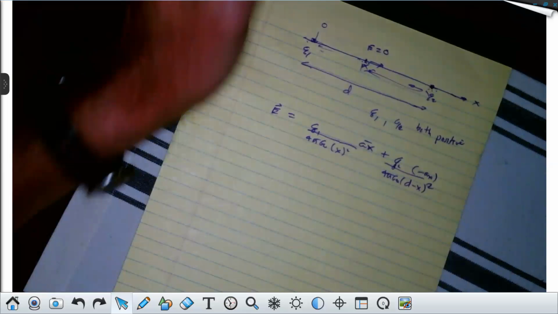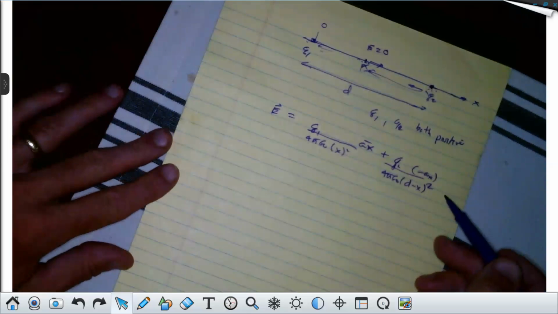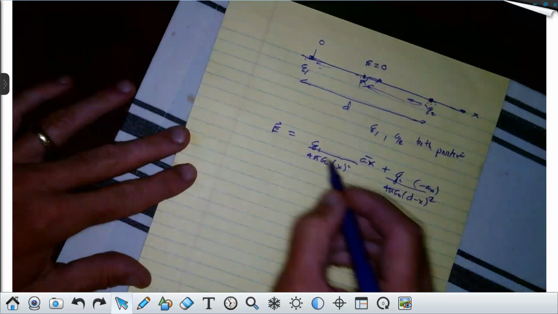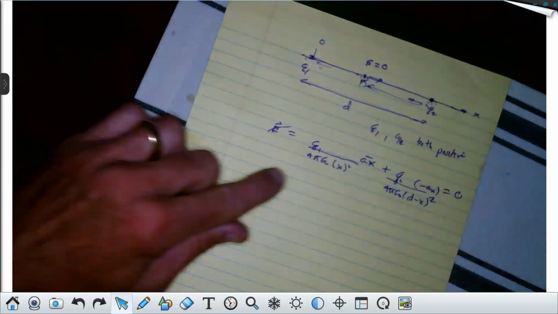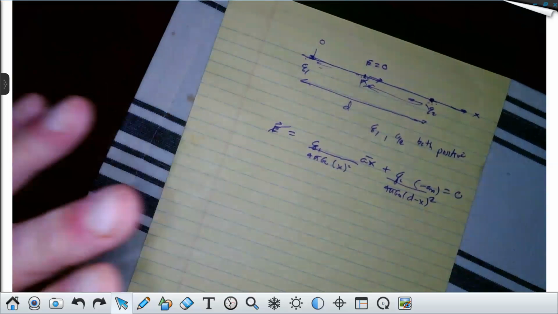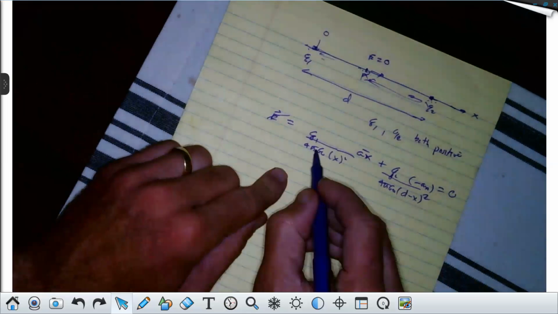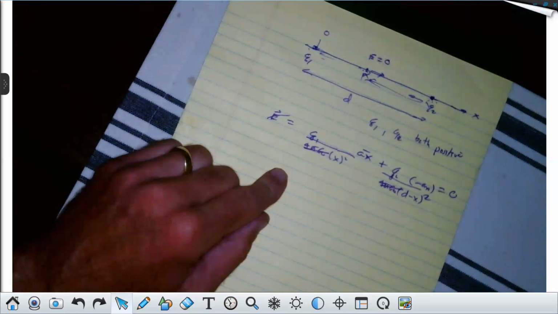Okay. Now, what did I ask for? I asked for where that is 0, correct? So I make this 0. And what do you see happening here? First thing I'm just going to say before I start shuffling things, do you see how 4 pi epsilon naught cancels? Just multiply both sides by 4 pi epsilon naught. It's not even an issue. Do you all agree with that?